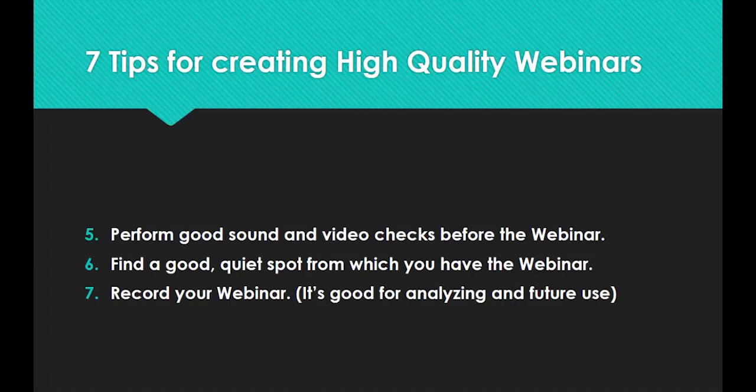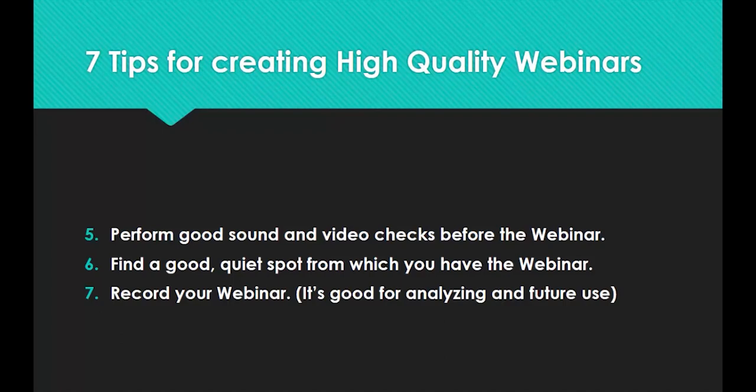The sixth tip would be to find a good quiet spot from which you hold the webinar. For example, a very good room where you can talk, where nobody will disturb you. Somewhere where the sound doesn't have echo or things like that. But the most important thing is for other people not to interrupt you or disturb you, or someone to pass behind your back and their phone to start ringing. Things like that. So you need to find a good quiet spot.